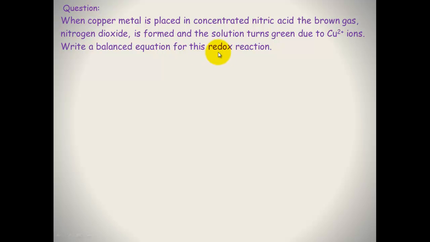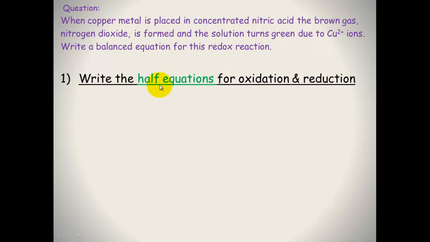Write a balanced equation for this redox reaction. Okay, so the first thing we want to do is write the half equations for oxidation and reduction. We can tell from the question that copper metal is becoming copper 2+ ion. So that's our first half equation there. It's the oxidation half equation.